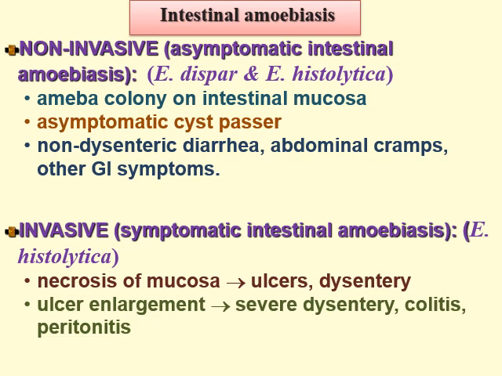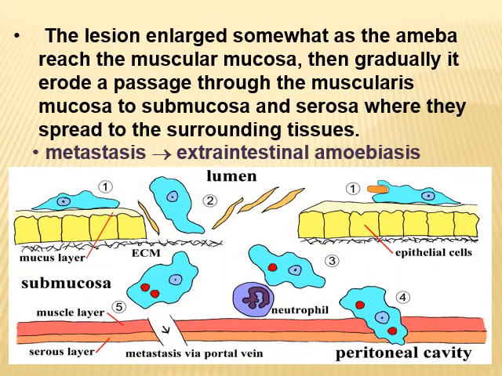it causes necrosis of the mucosa, leading to ulcer and dysentery. The ulcer will enlarge and lead to severe dysentery, colitis, and peritonitis. The lesion enlarges somewhat as the amoeba reaches the muscularis mucosa, then gradually it erodes a passage through the muscularis mucosa to the submucosa and then to the serosa. They reach the blood vessels and the surrounding tissue. Here, the amoeba will metastasize and cause extra-intestinal amoebiasis, as we see in this figure.